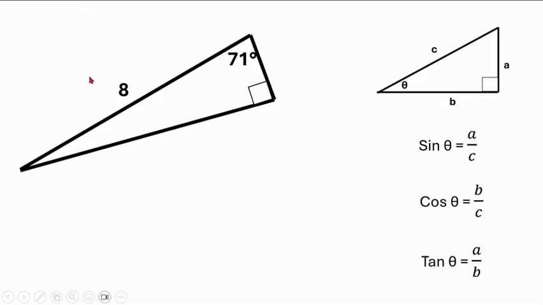So there's the longest side, which is across from the right angle, and that's always going to be the hypotenuse. So that's going to be C. Then we have the adjacent side, and we know it's the adjacent side because it's always going to be the other side that makes up the angle, right? So the angle is going to be made up of the hypotenuse plus one other side, and that one other side is going to be the adjacent side. So that's B in our model.